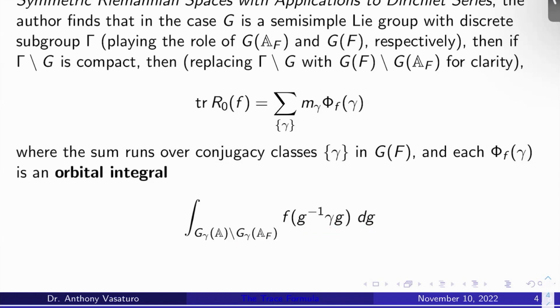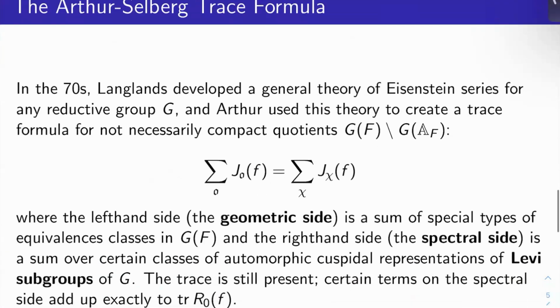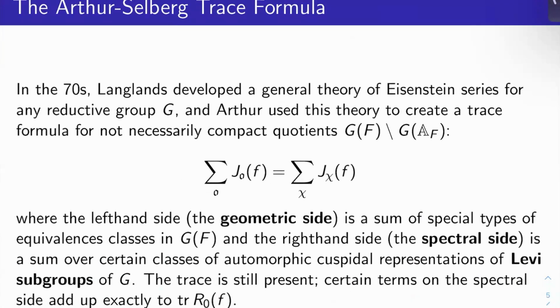Okay, so what is the Arthur-Selberg trace formula? Later in the 70s, Langlands develops a general theory of Eisenstein series that works for any reductive group G. And then Arthur, James Arthur, used the theory that Langlands created to create a trace formula for not necessarily compact quotients of G of F slash G of the adeles of F.